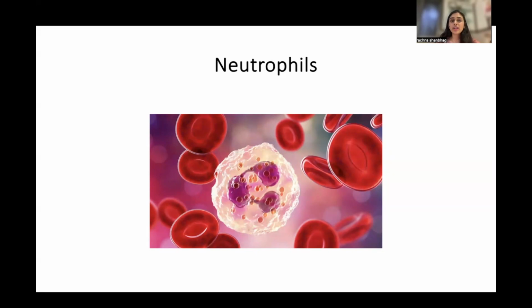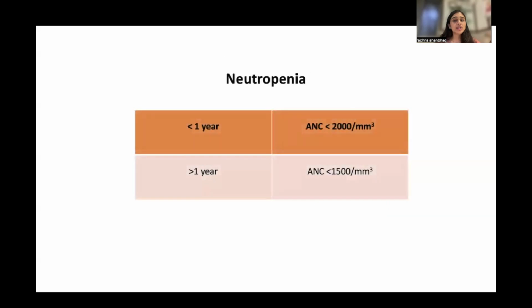So how do we define neutropenia? In children less than 1 year of age, an absolute neutrophil count of less than 2000, and in children beyond 1 year of age, an absolute neutrophil count of less than 1500 defines neutropenia. So with this background, let us proceed to the case.